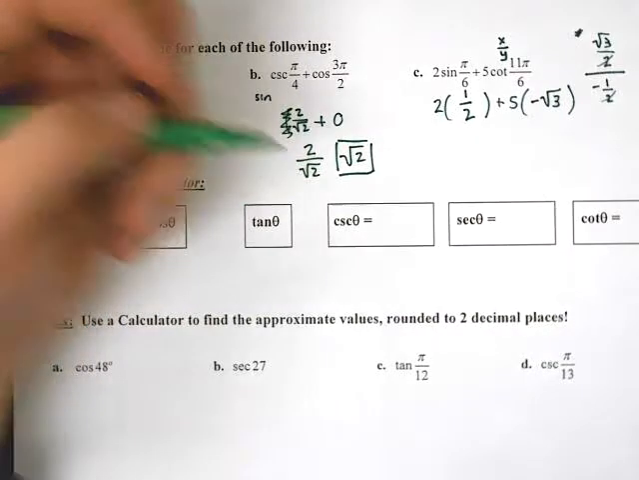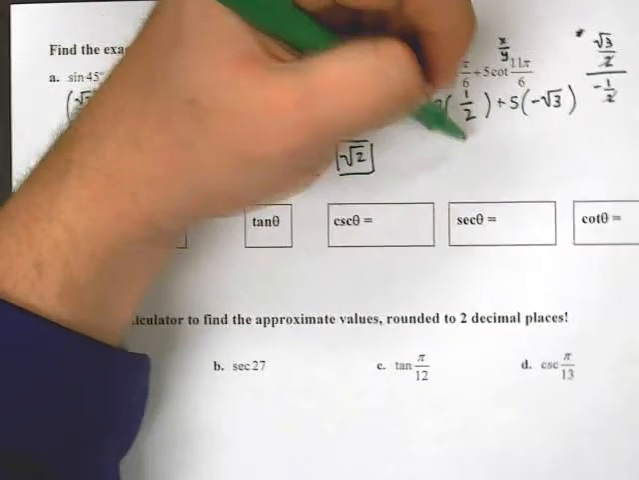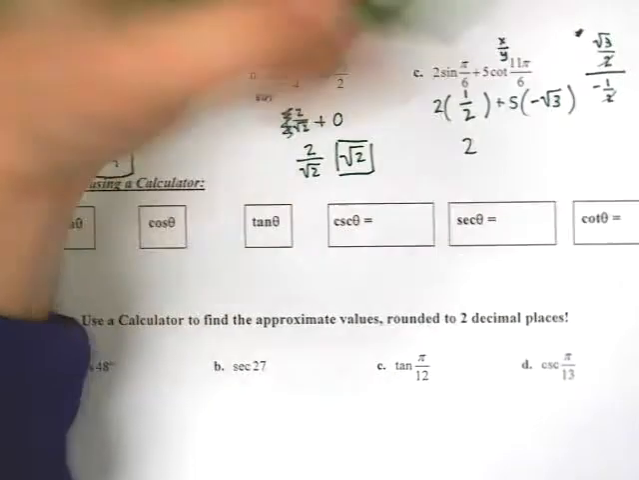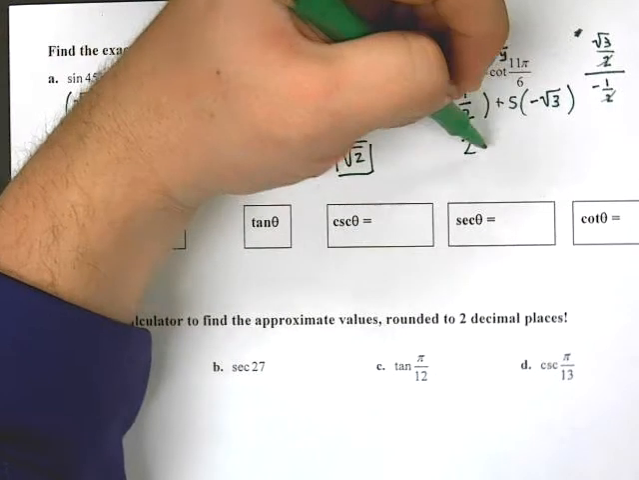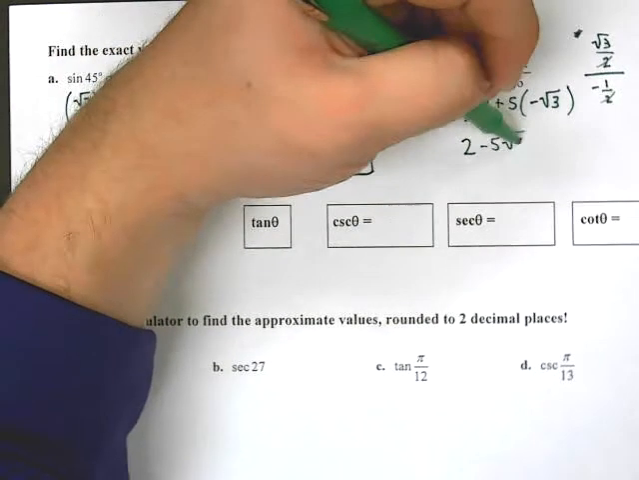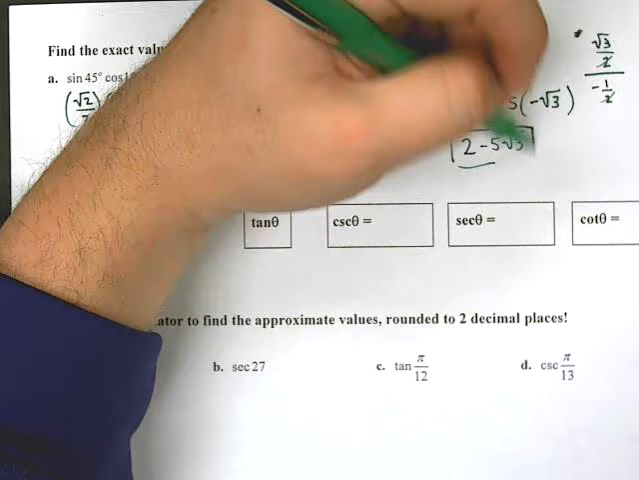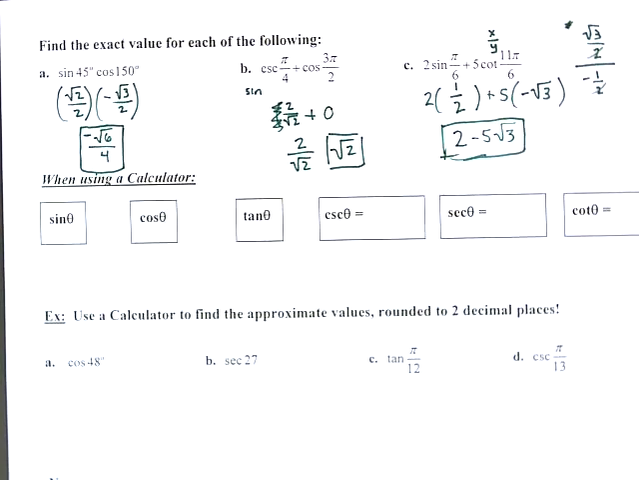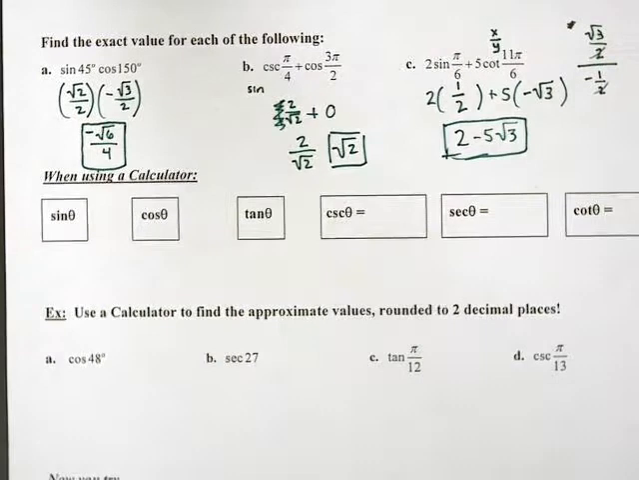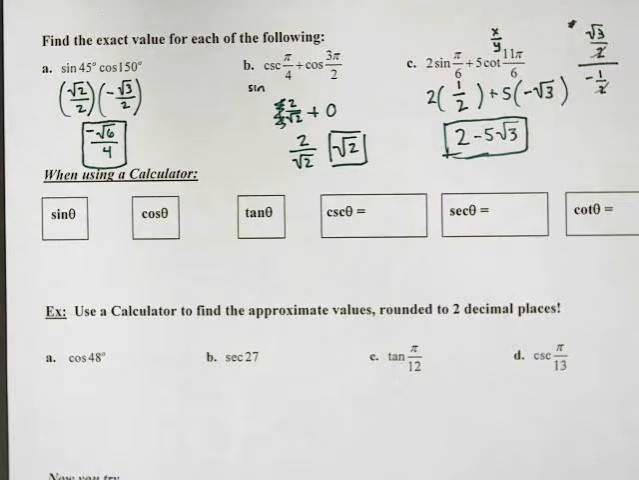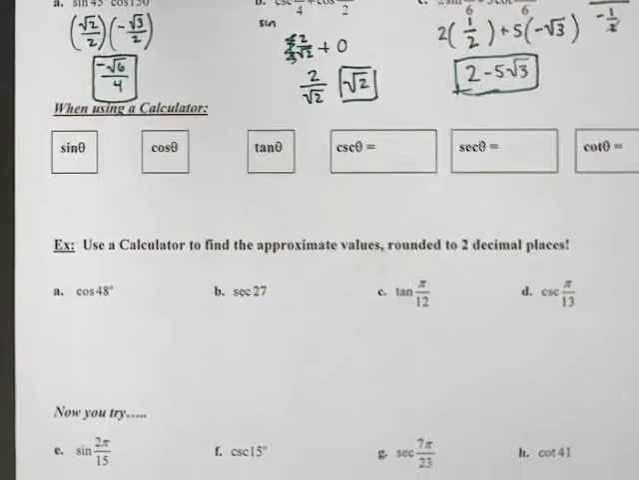Okay, so we finish this up. 2 times 1/2 is 2. 5 times negative root 3 is negative 5 root 3. And I would leave it just like that. All right. Now the next part I'm hoping should be nice and easy.